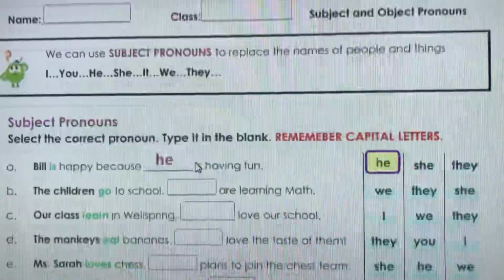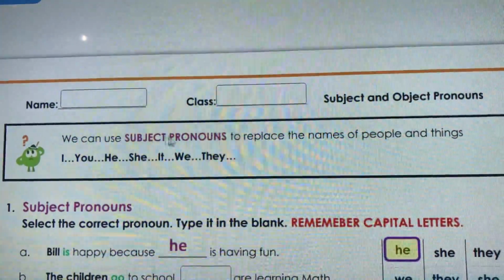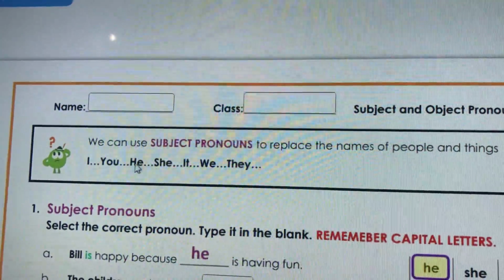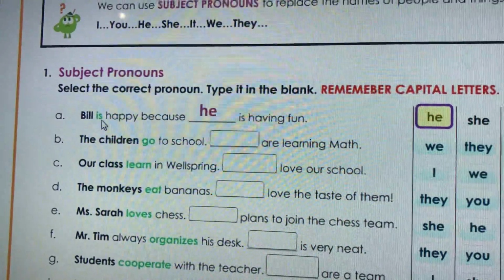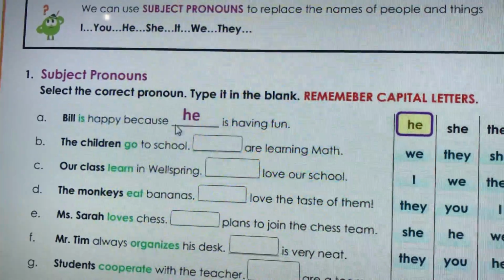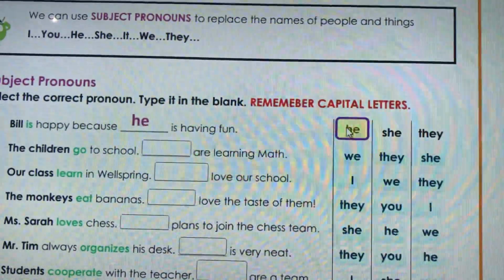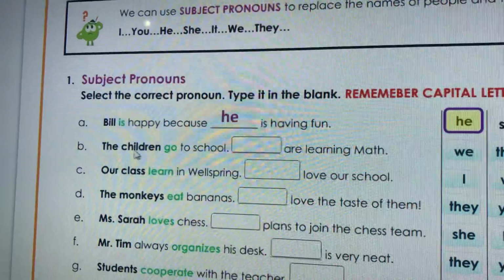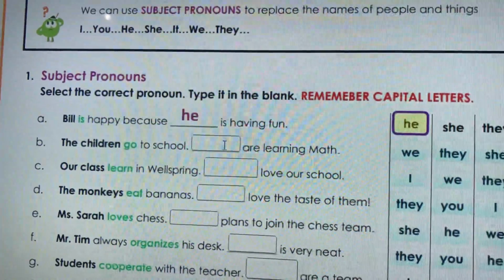And we see here, we can use subject pronouns to replace the names of people and things like I, you, he, she, it, we, they, right? So in here, A, we have Bill is happy because Bill, he is having fun. So we click on he. Now, the children go to school.